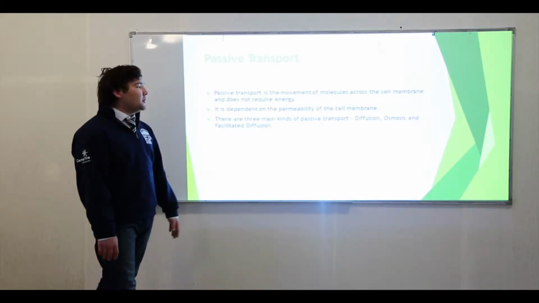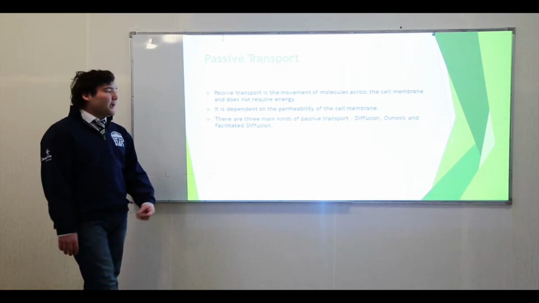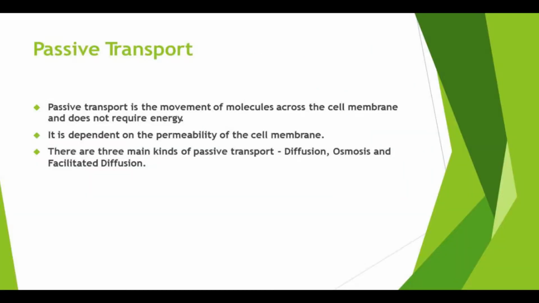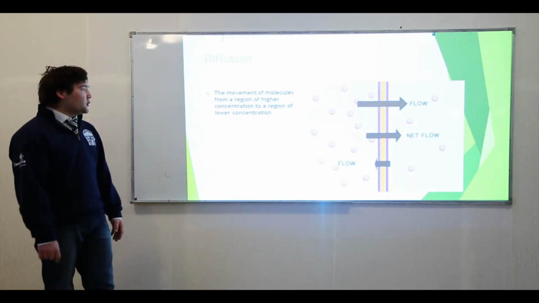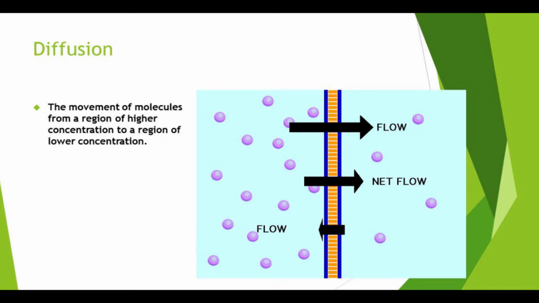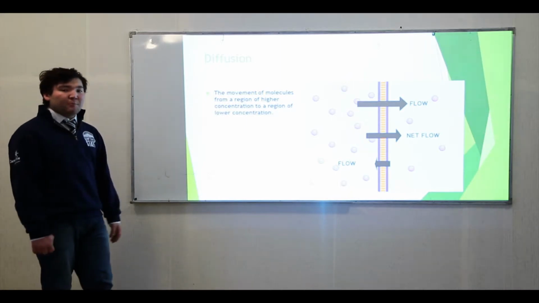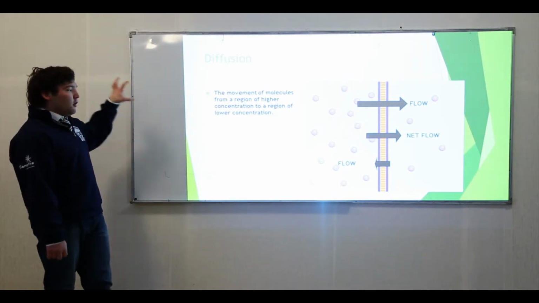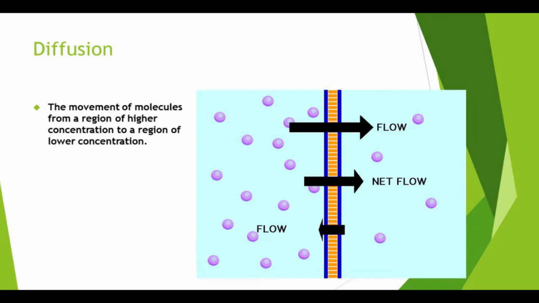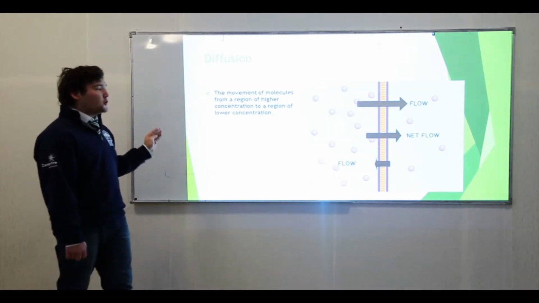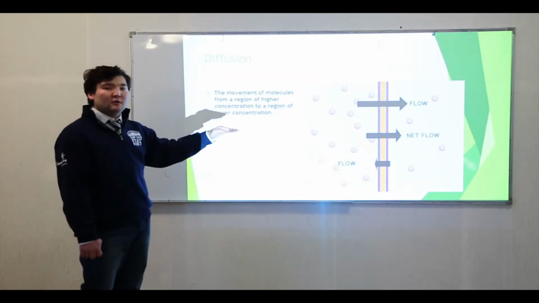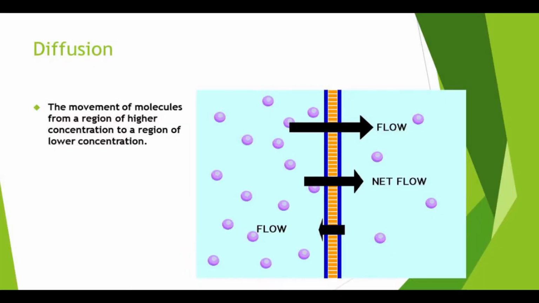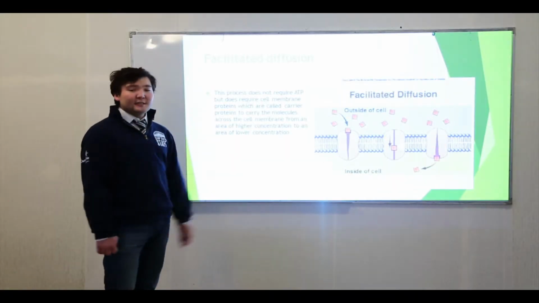It's dependent on the permeability of the cell membrane, and there are three main kinds of passive transport: diffusion, osmosis, and facilitated diffusion. Next. So, what is diffusion? Diffusion is the movement of molecules from a region of higher concentration to a region of lower concentration. As you can see in the picture on the slide, the salt on the left side is very concentrated, and they will flow through the membrane toward the side where the concentration of that salt is very small. That makes the diffusion.